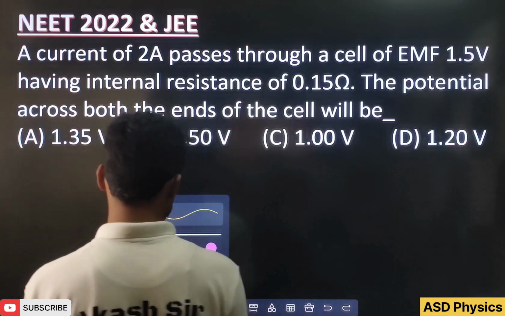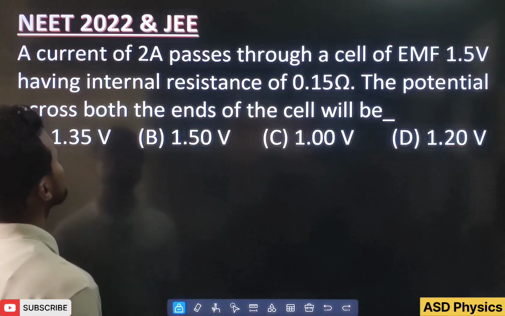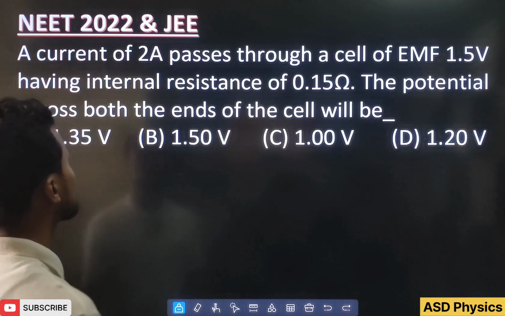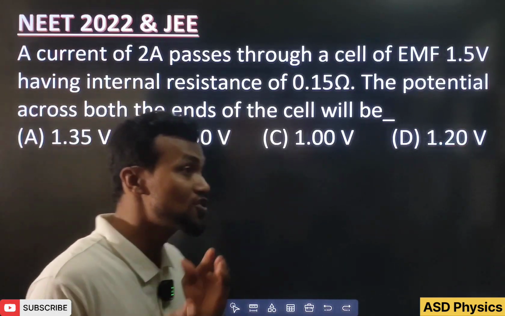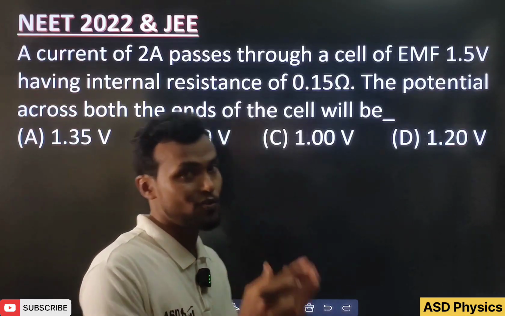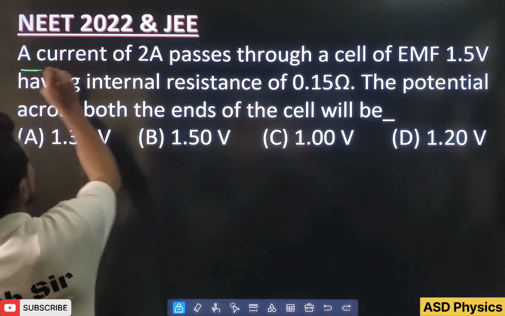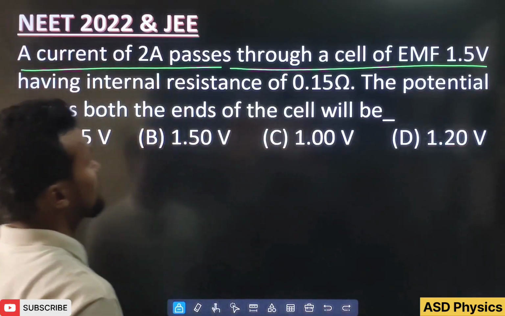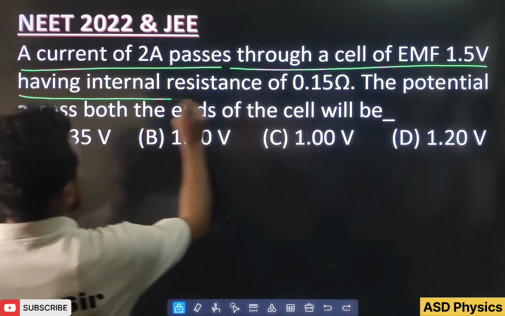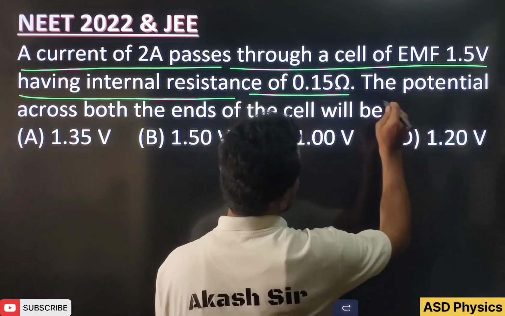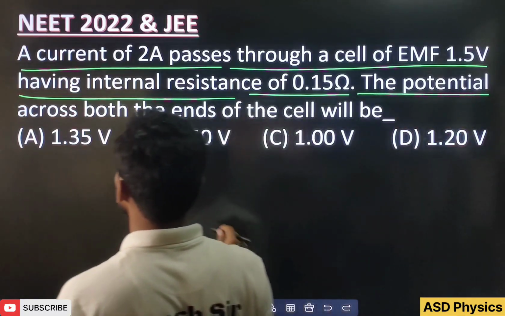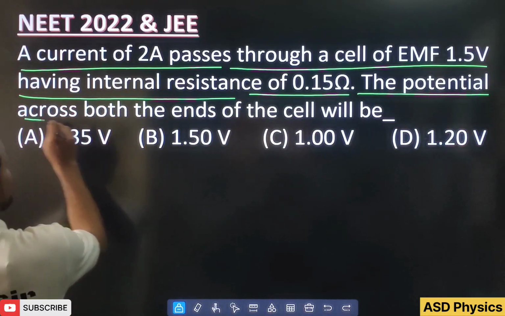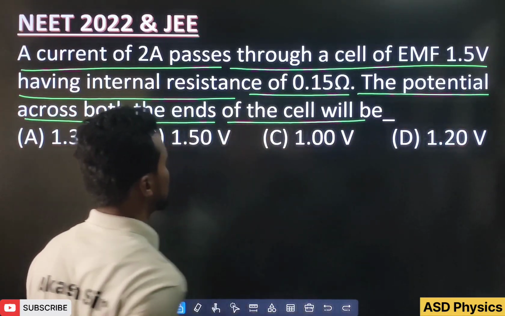Now students, we are going to see one question, the NEET 2022 question. A question very similar to this one came in NEET 2022, I should tell you. A current of 2 ampere passes through a cell of EMF 1.5 volt having internal resistance of 0.15 ohm. The potential across both the ends of the cell will be how much?